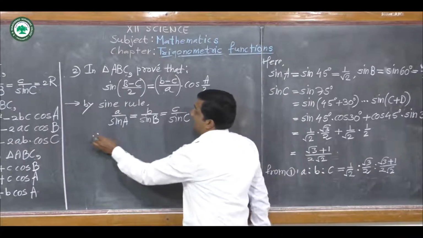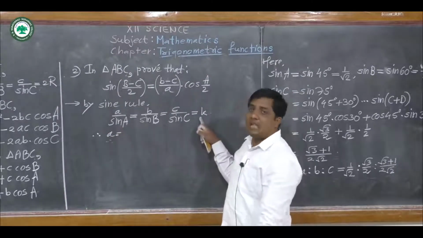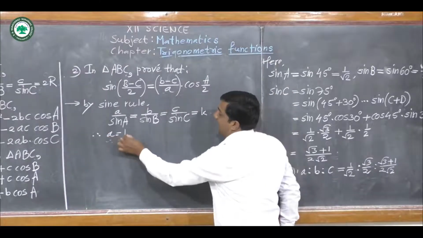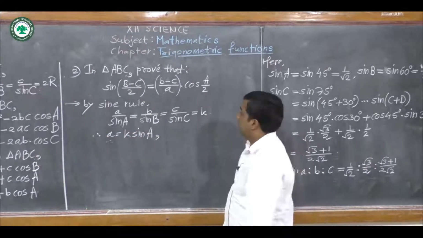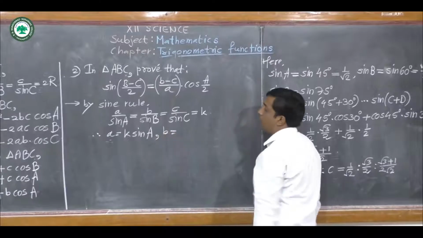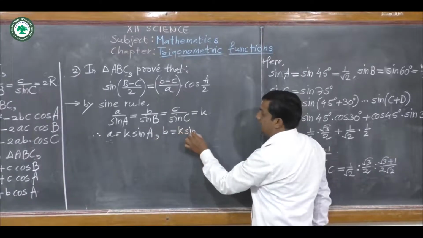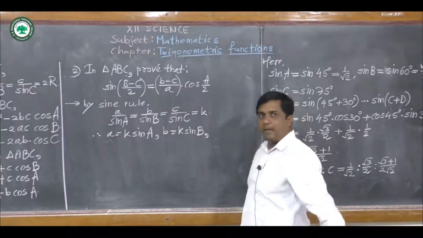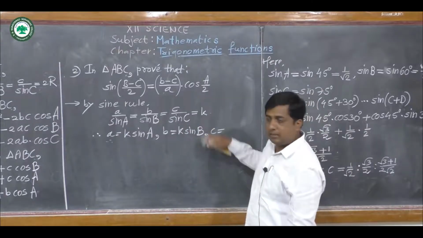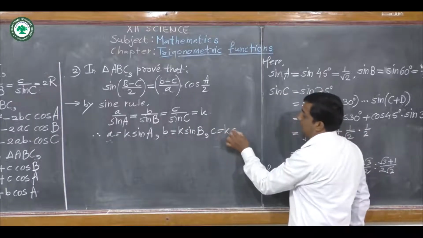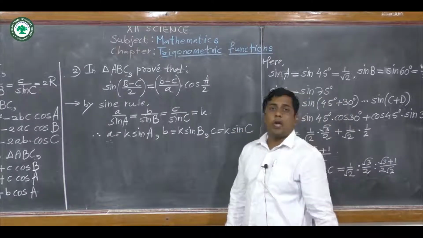Here I write a separately. We equate the first with the last, k, and we get a as k sine A. Then b: we equate the second with the last, k, and we get k sine B. Lastly, c: we equate the third with the last, and we get c is equal to k sine C. Now we know a, b, c.